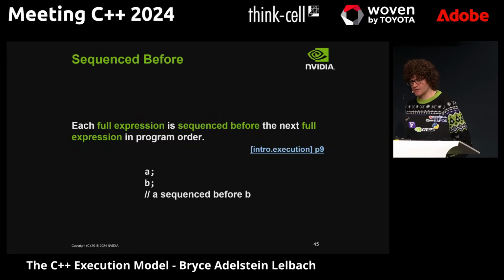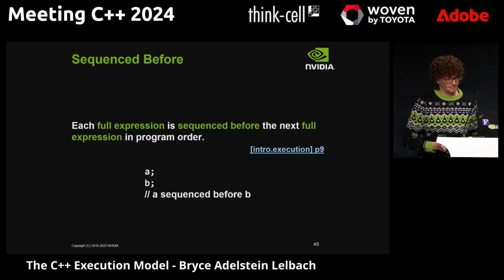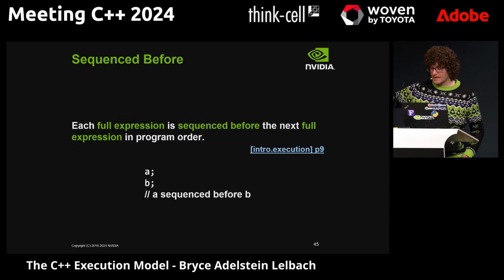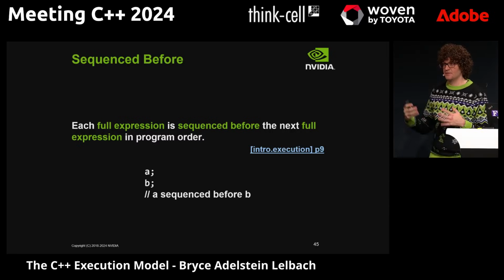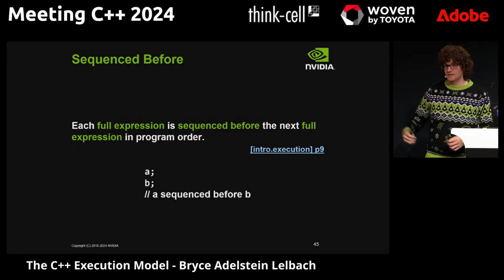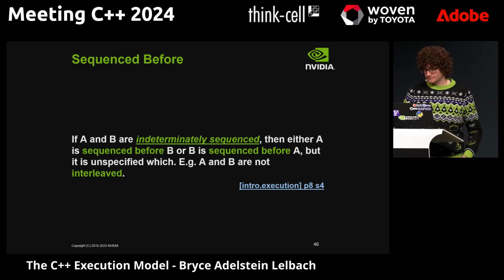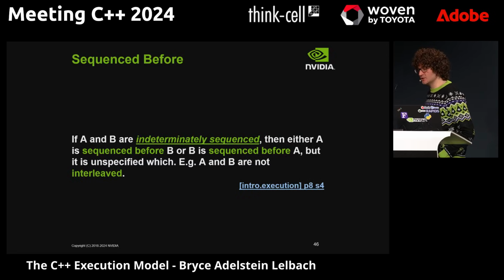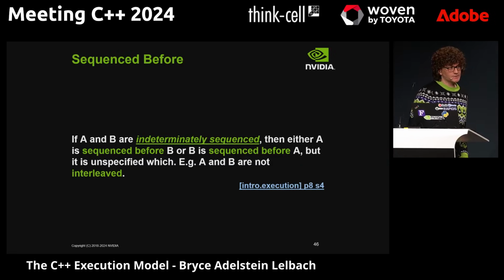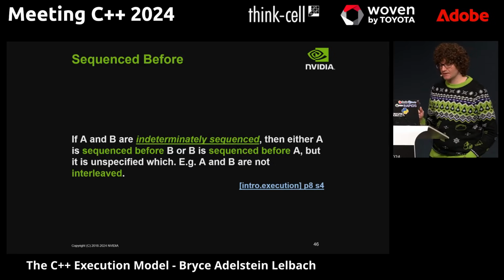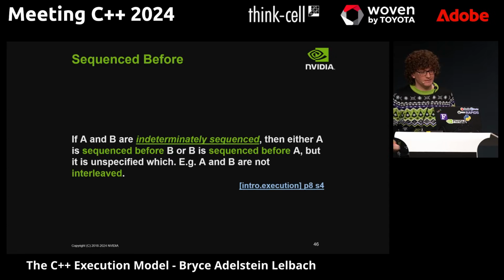So each full expression is sequenced before the next full expression in program order. So here, A is sequenced before B. It's basically just saying that within a thread, things are sequenced in the order that they appear within a thread. So if A and B are indeterminately sequenced, then either A is sequenced before B or B is sequenced before A, but it is unspecified which. So that means that A and B are not interleaved.